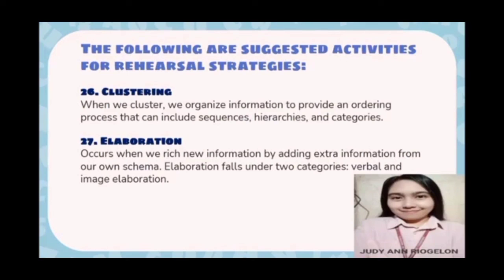Lastly is elaboration. This occurs when we reach new information by adding extra information from our own schema. It is a process of linking information to what we already know. So there are two categories of elaboration, the verbal and image elaboration. Verbal elaboration is questions that aim at drawing connections between the newly learned information and that which is already available in someone's knowledge, while visual elaboration is to create mental pictures or envision a place or event.